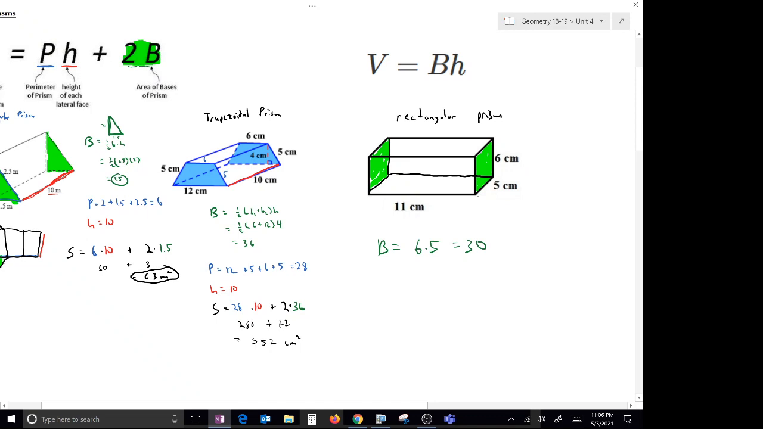And then the perimeter of our base, so that's all the way around. Recall there's a 5 here and another 6 here, so it's 5 plus 5 plus 6 plus 6 to get all the sides. So that's going to be 22. And then our height, the distance between those two sides, that's going to be 11. So now we got all the parts, we'll just plug it into our formula.